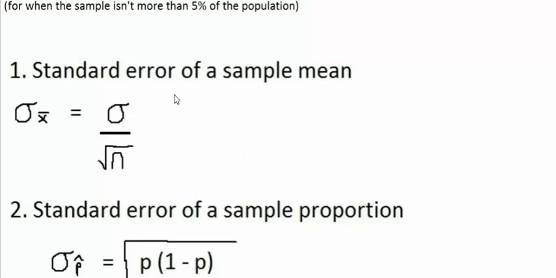The formula for standard error of a sample mean is the sigma, or population standard deviation, divided by the square root of n, which is sample size. And this is the symbol for standard error of a sample mean, which I've actually already shown you before in some of my other videos. So here it is again.